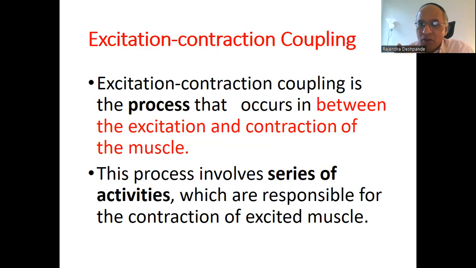This process occurs when there is excitation. Suppose, for example, there is some stimulus from the brain; through the neuromuscular junction the signal is going, motor activity is starting from the brain and it is giving a signal to the muscle. What signal? About the contraction of the muscle. So first there will be excitation and then there will be contraction. Although I am saying it in one sentence, there is a series of activities. There are different activities which are responsible for contraction of the excited muscle.